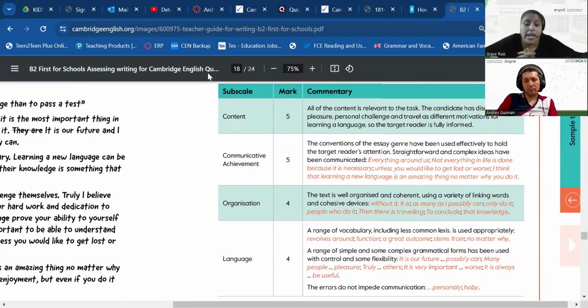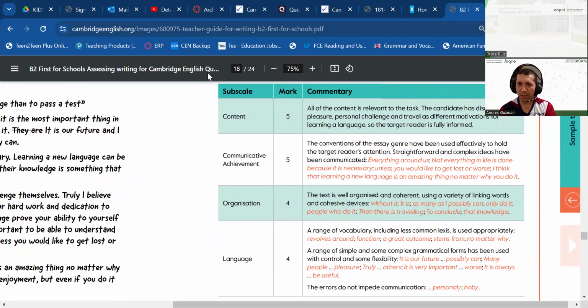Now in communicative achievement, they also got a 5. That's great. What does that entail? Go ahead. The conventions of the essay genre have been used effectively to hold the target reader's attention. Straightforward and complex ideas have been communicated. Everything around us.